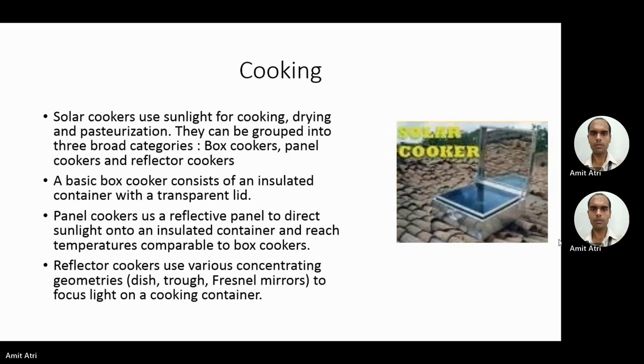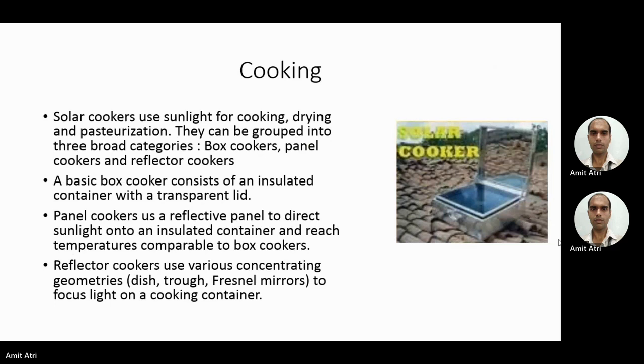The box cooker consists of an insulated container with a transparent lid, similar to the glass effect. And panel cookers use a reflective panel to direct sunlight onto an insulated container and reach temperatures comparable to the box cooker.